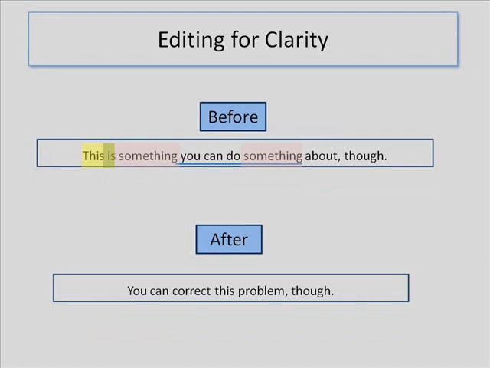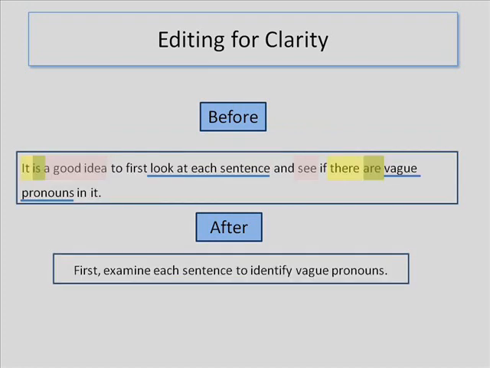Let's look at the second sentence. We first of all want to get rid of the vague pronoun phrase, this is, and then we need to edit the word something. What does the something actually refer to? You can do something about what? It's really the problem that this sentence is referring to. So we could be more precise and say, you can correct this problem, as an edit for this particular sentence.